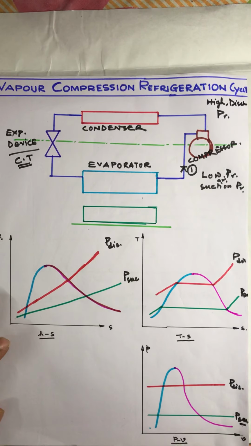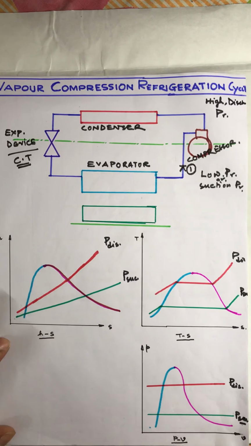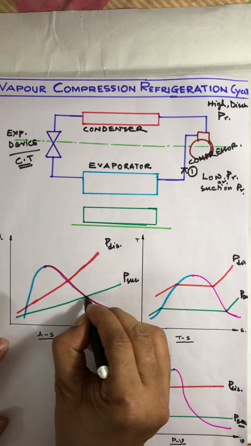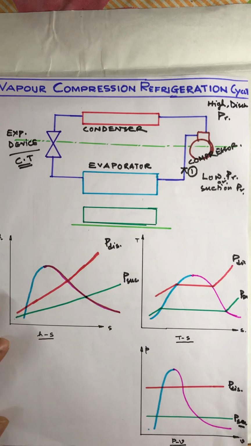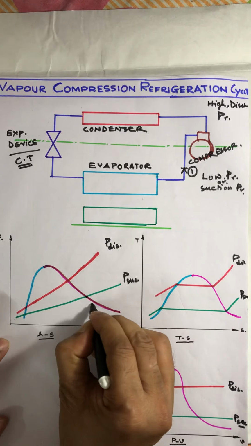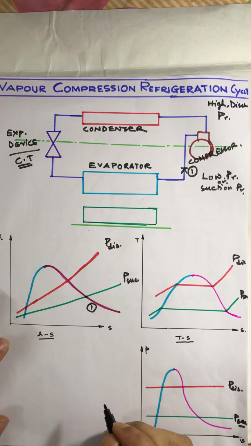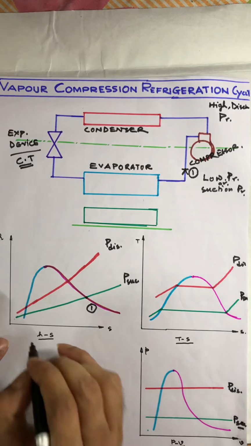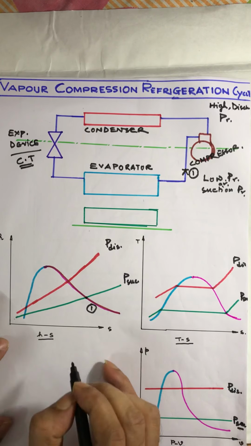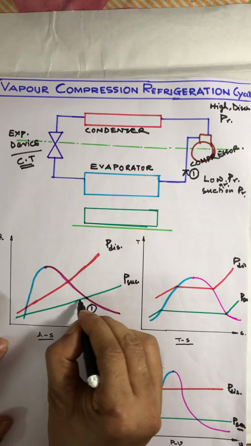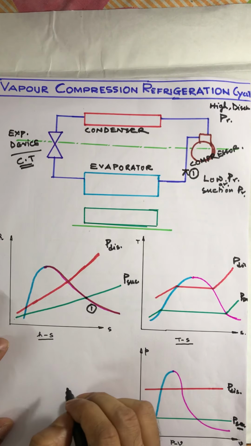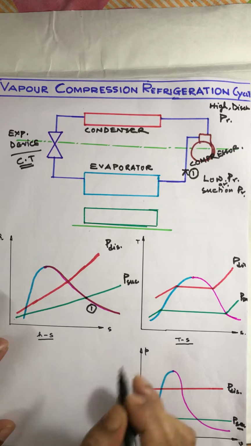If we consider after the evaporator, the condition of the working fluid, that is refrigerant, is dry saturated vapor, that is this point, say 1, then it will be called dry compression. If the condition of the working fluid is wet, say within this vapor dome, that may be here, that is called wet compression. So, we will consider dry compression for this particular case.